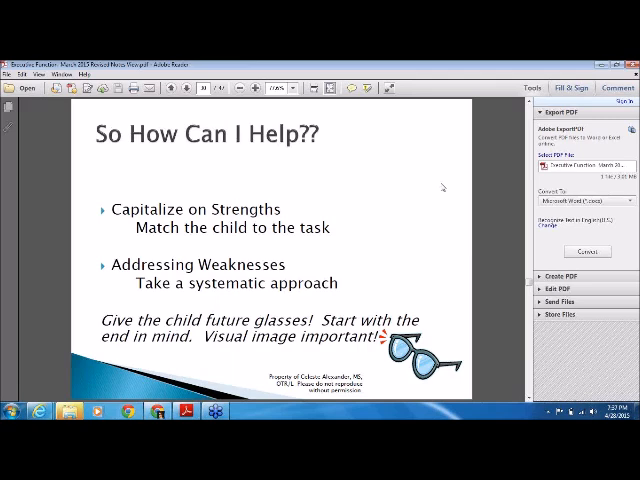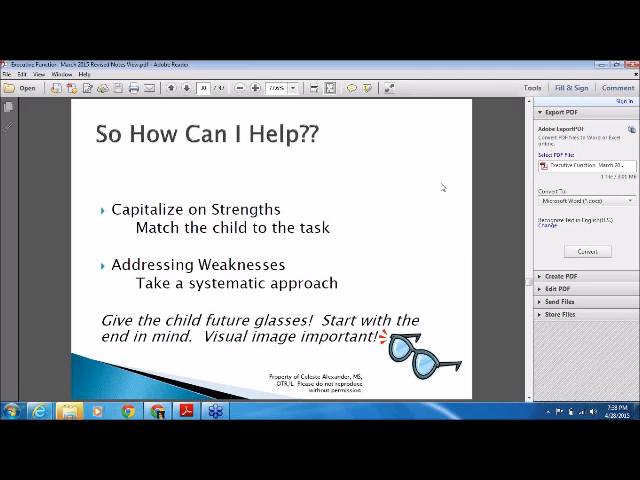So we start with the end product in mind, and we give our children visual images. I want you to take that bottom phrase of the slide and keep that in your mind as we're talking about these different activities and different things that we're going to try to help our children do, because I think we have to keep that at the forefront of our mind.